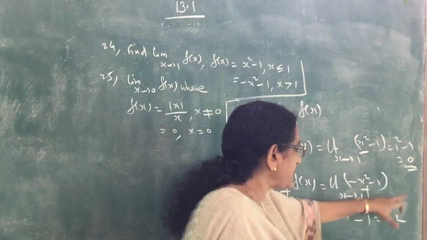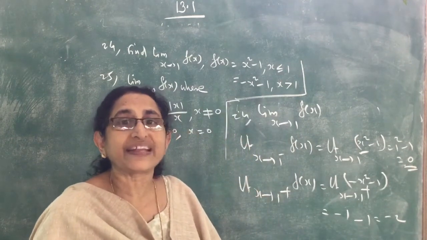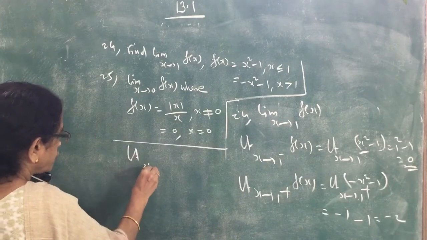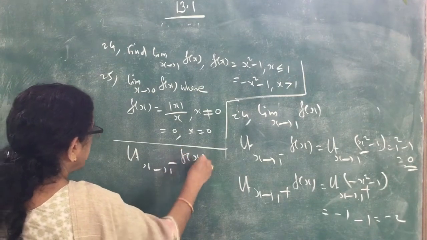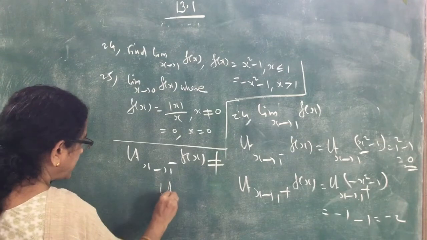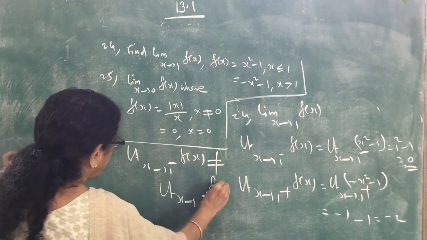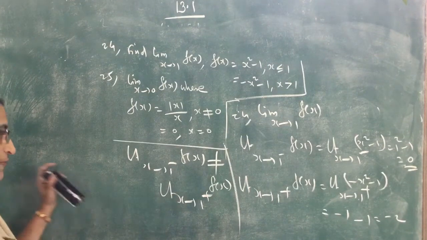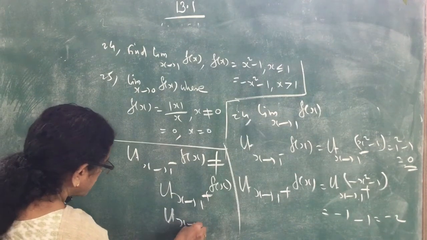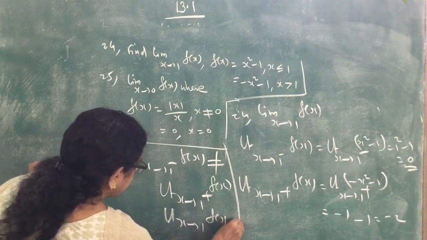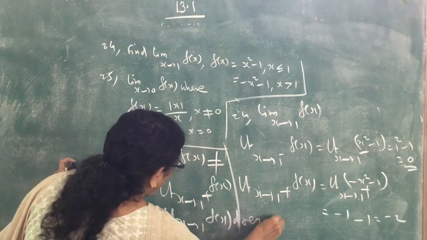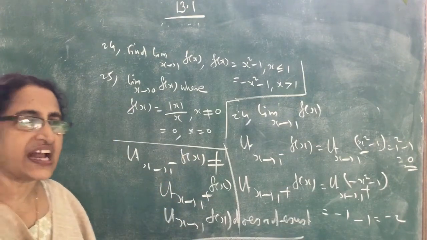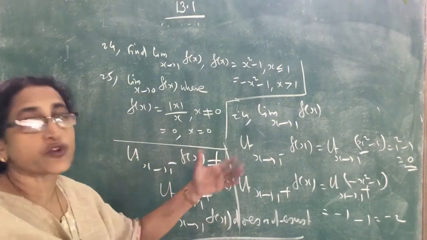So the left hand limit is not equal to the right hand limit, therefore the limit does not exist. We can write limit x tends to 1 minus f of x is not equal to limit x tends to 1 plus f of x. So the left hand limit is not equal to the right hand limit, therefore limit x tends to 1 f of x does not exist. We have to write that the limit x tends to 1 f of x does not exist because the left limit is not equal to the right limit.